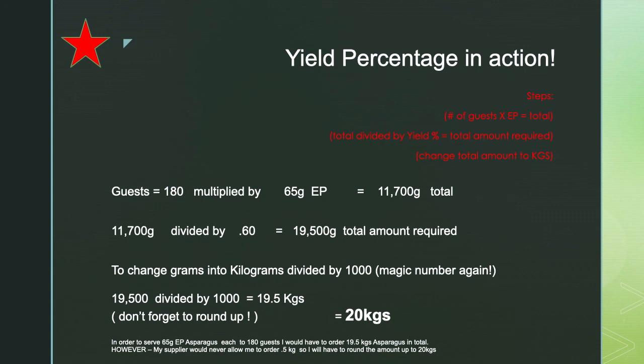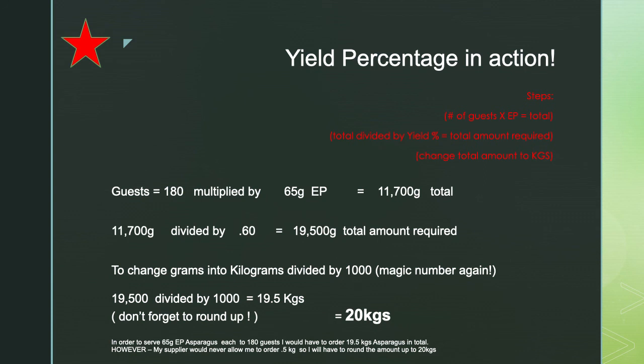So remember, we got that magic number again. We're going to change grams into kilos, 1,000, the magic number. So in this case, our total amount required was 19,500 grams. We're going to divide that by 1,000 to change it into kilos, and it's going to give us 19.5 kilos that we have to buy. So in order for me to serve my 180 guests 65 grams edible portion of asparagus, I have to buy 19.5 kilos of untrimmed asparagus.